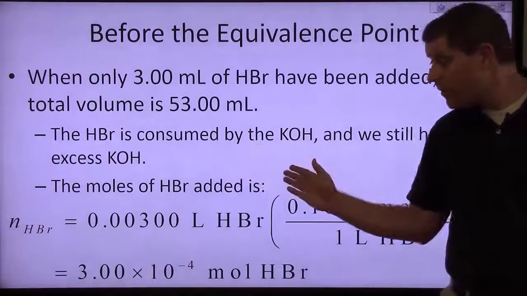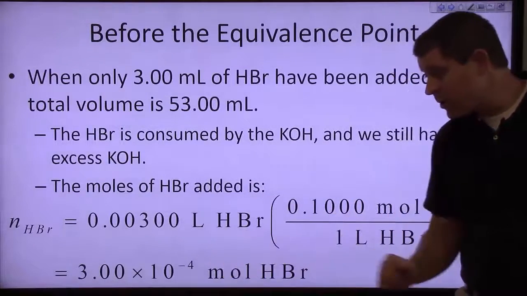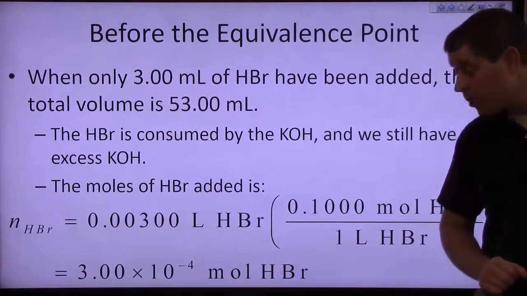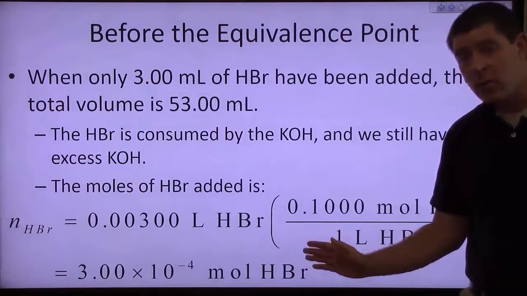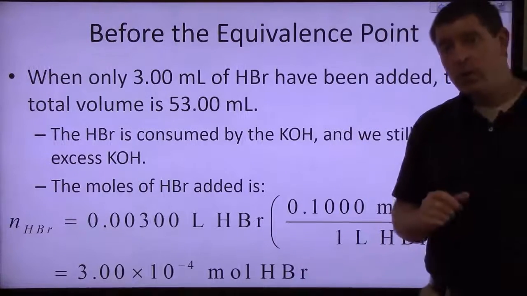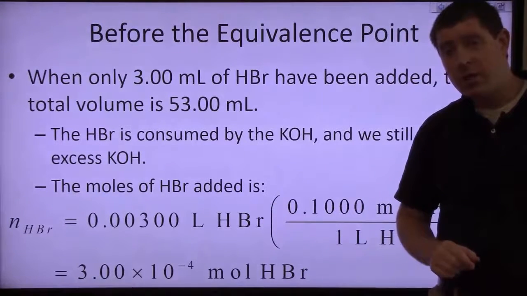Now, the moles of hydrobromic acid added, we can calculate, and we end up with a value of 3.00 times 10 to the minus 4 moles of hydrobromic acid added. Now, that number of moles of hydrobromic acid added will react with our potassium hydroxide, and so we'll have less potassium hydroxide than what we started with by 3 times 10 to the minus 4 moles.